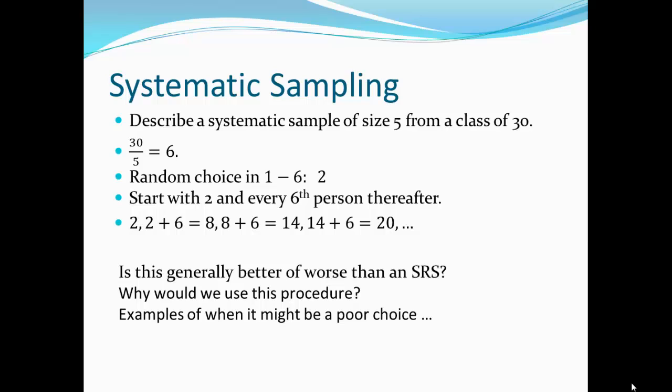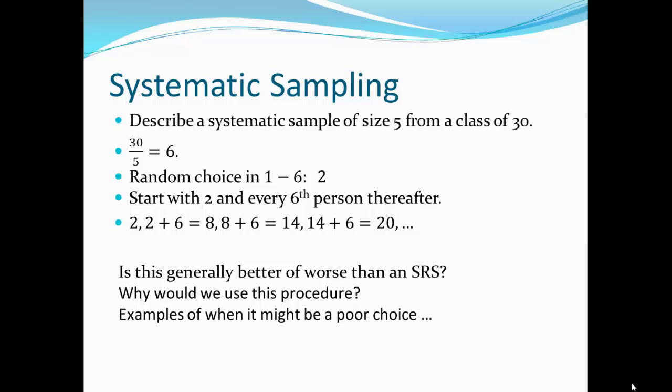We have 30 people. We divide by 5, the sample size, to get 6. We then made a random choice between 1 and 6 because we're dividing our population up into groups of size 6. Then we start with a 2 and take every 6th person thereafter in the list, so that we select 2. 2 plus 6 is 8. Then 8 plus 6, we select 14. 14 plus 6 makes 20. The 20th person will be selected, etc.